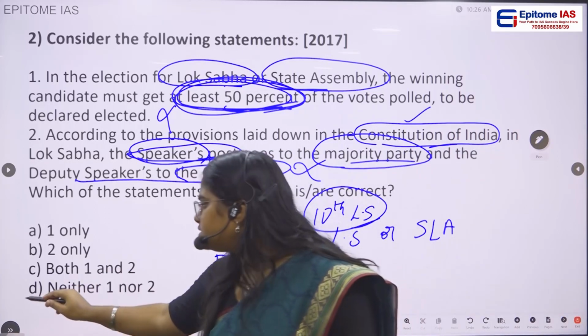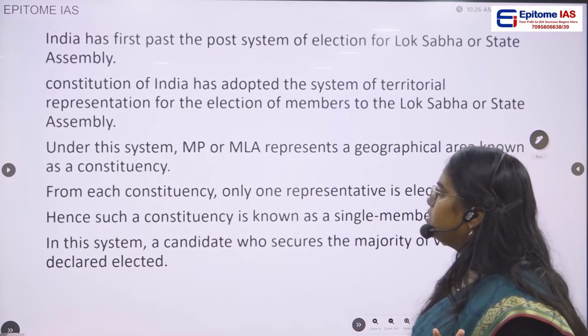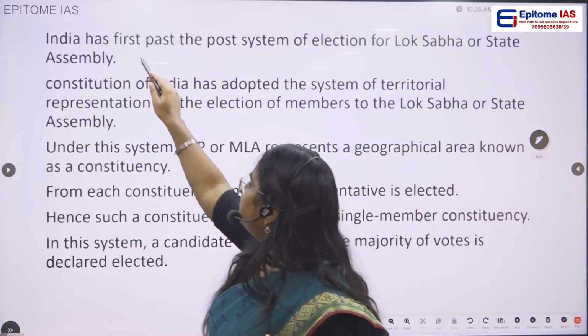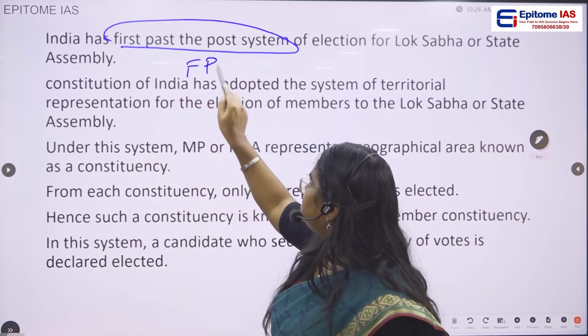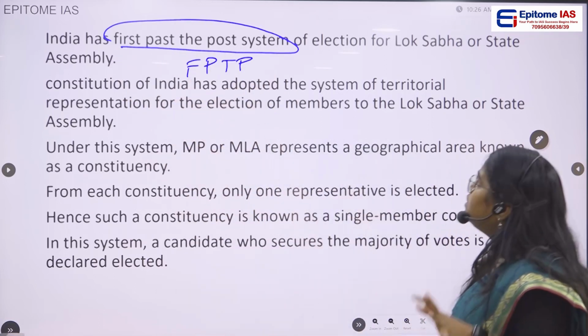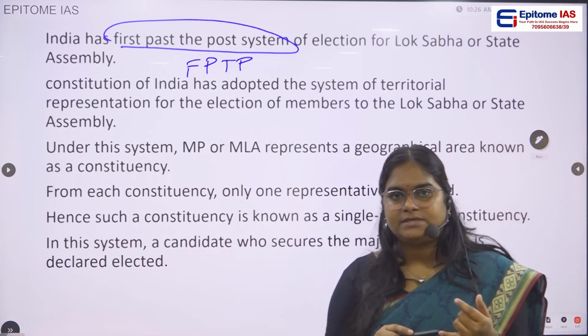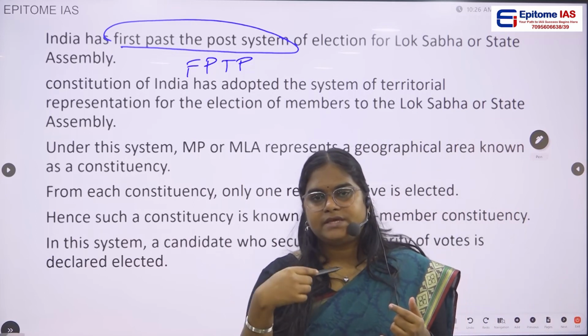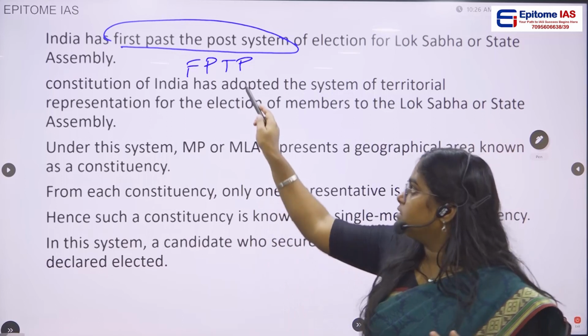So what would be the correct answer? Option D, neither 1 nor 2, is the correct answer. So in India, the first past the post system is what we follow. First past the post system of election for the Lok Sabha and the state legislative assembly. Both in the case of Lok Sabha and the state legislative assembly, we follow this same system.